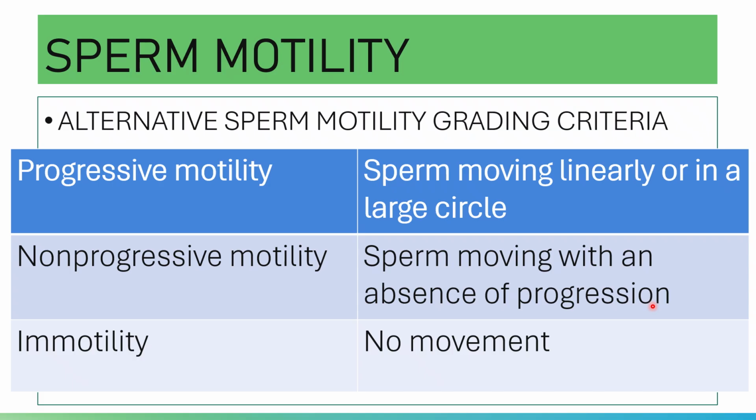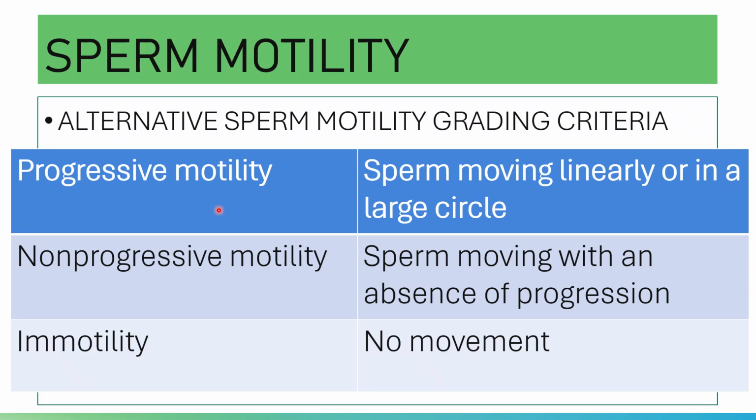There is a difficulty in standard reporting for speed. So in this alternative motility grading criteria, you can grade the motility of the sperm as progressive, non-progressive, and immotility.